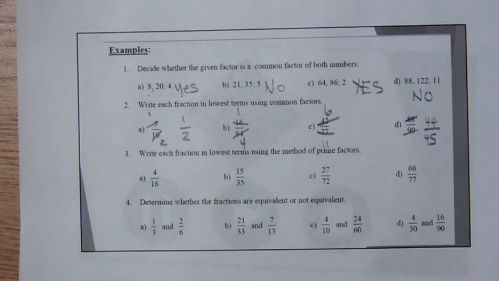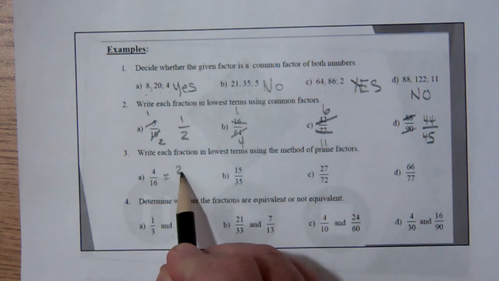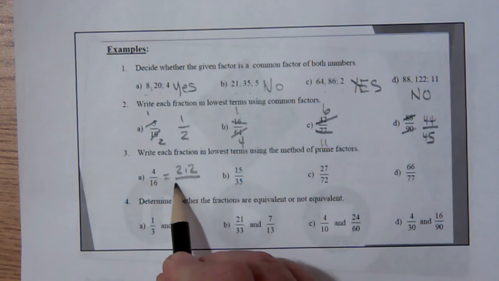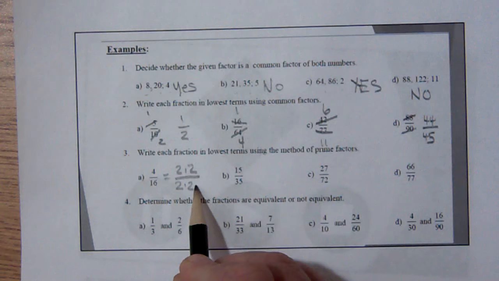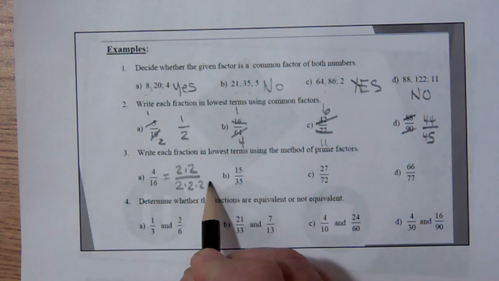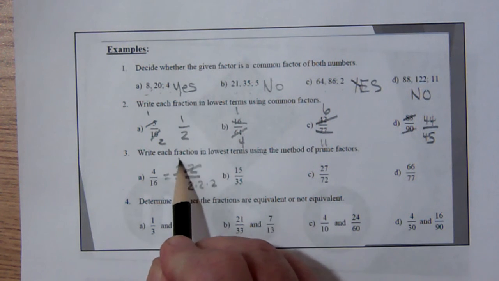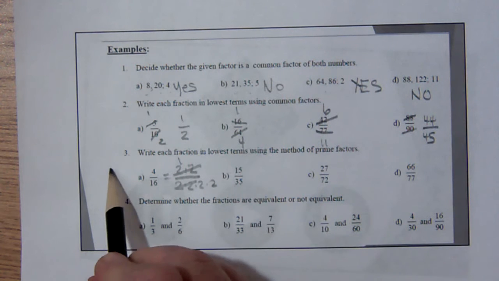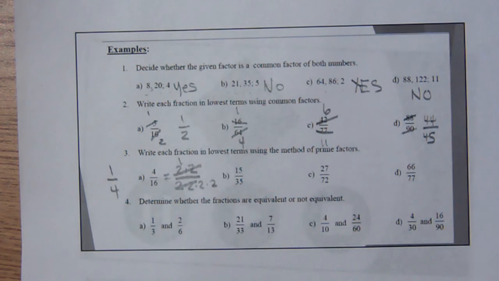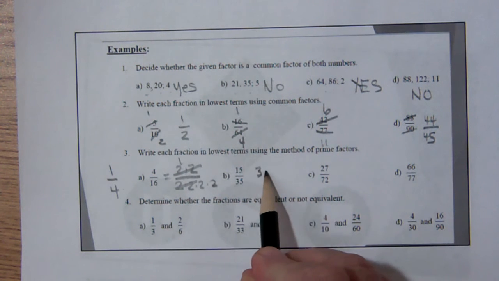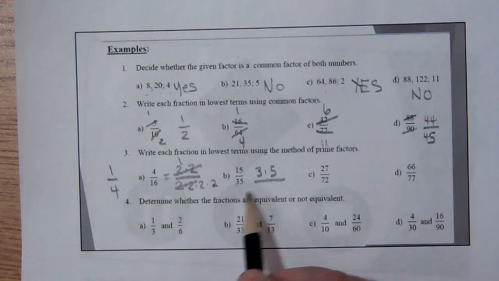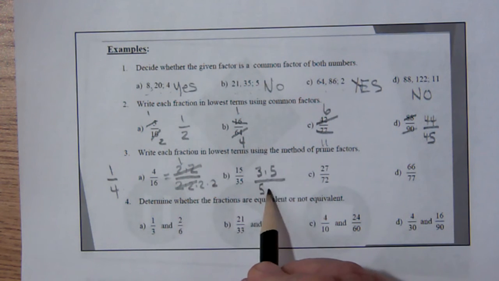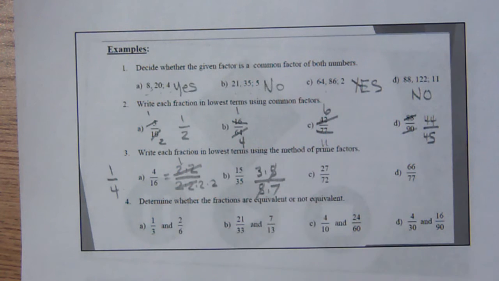Now we can use the method of prime factors if we want to. This is going to be 2 times 2 over 2 times 2 times 2 times 2. And so those cancel with that, and so this is going to be 1 over 4. Here we do a prime factorization. We get 3 times 5. We prime factor at the bottom. It is 5 times 7. The common factor is that, so the answer is 3 over 7.